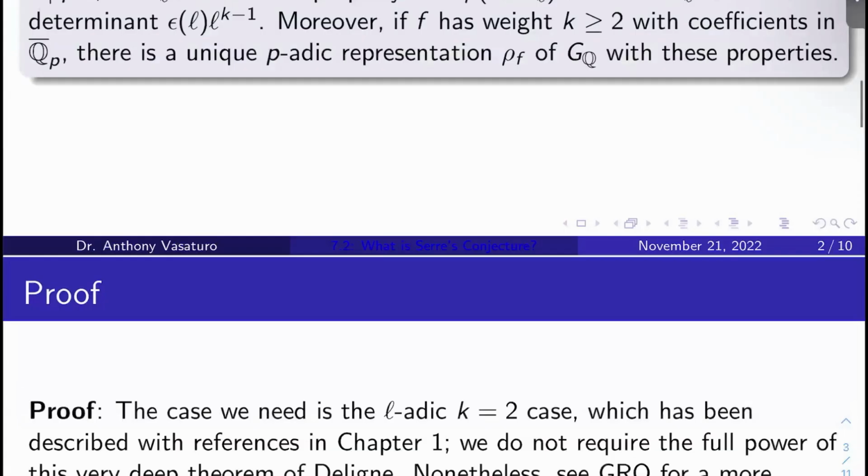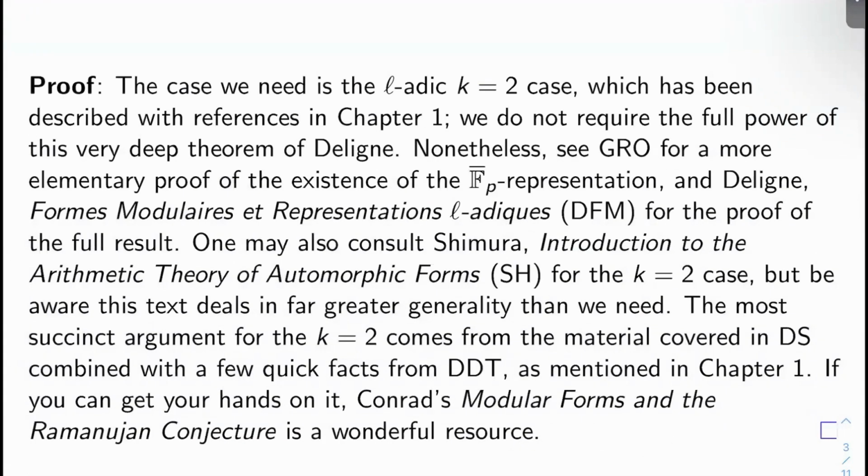Okay, so let's talk a little bit about the proof. We really just need the l-adic k equals 2 case. And I described that with references in chapter 1. We don't actually need the full power of this extremely deep theorem. This is known as Deligne's construction. So you should Google that phrase if you want to learn much more about this. There's a lot of course notes and presentations about it. Nonetheless, I'll say a little bit about where you might go to learn about this.